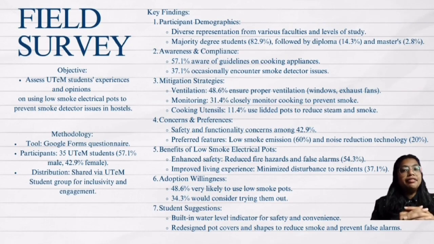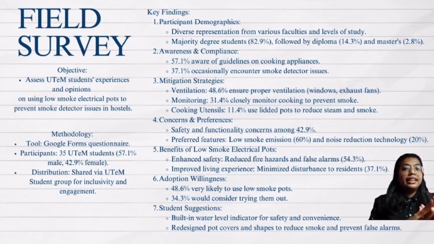I will be presenting the findings from our survey on how UTEM students address smoke detector issues in university accommodations, particularly through the use of mini electrical cooking pots. To collect this data, we developed a Google Form questionnaire. We shared this survey through the UTEM student group to ensure a wide range of participation. We received responses from 35 students, of which 57.1% were male and 42.9% were female.